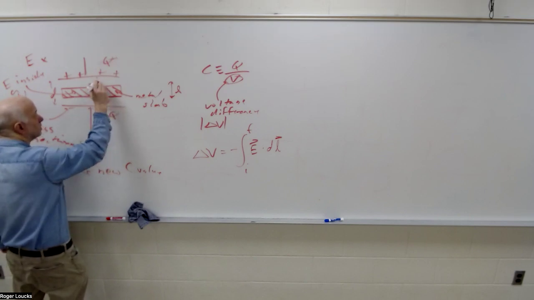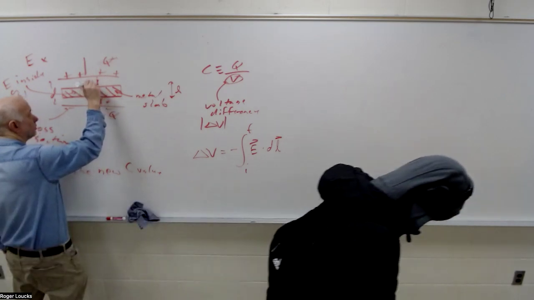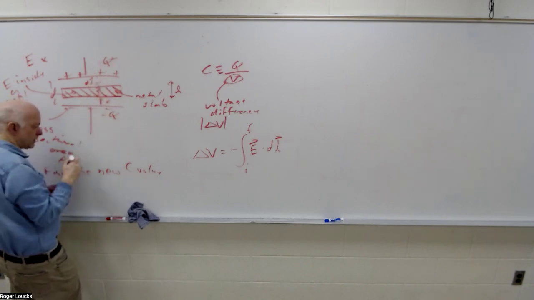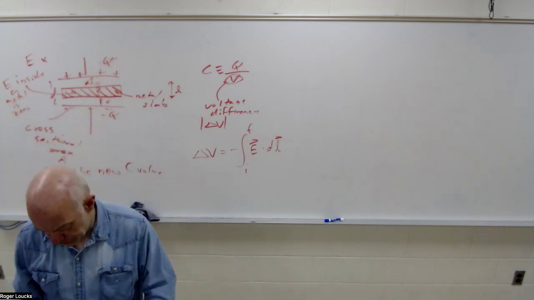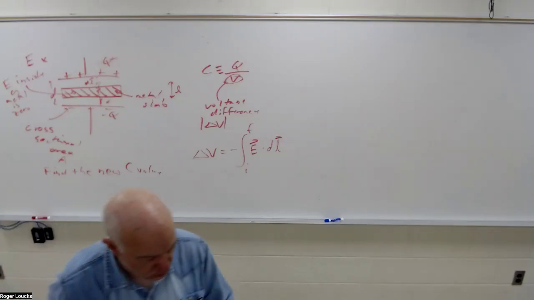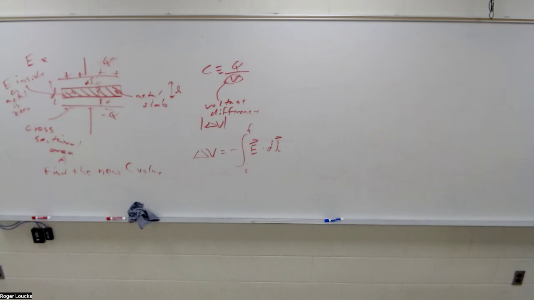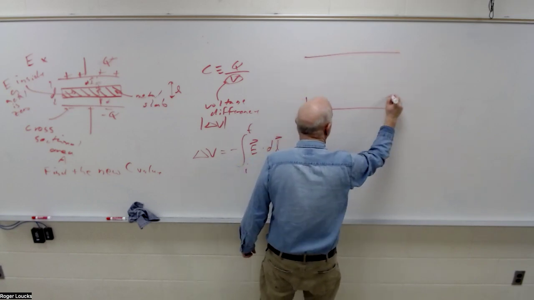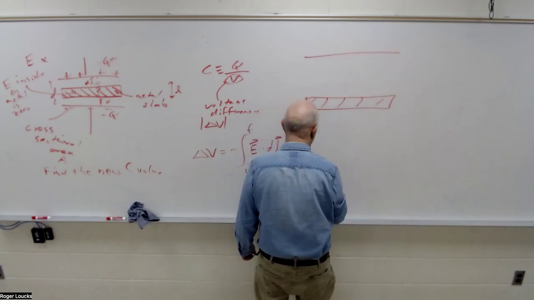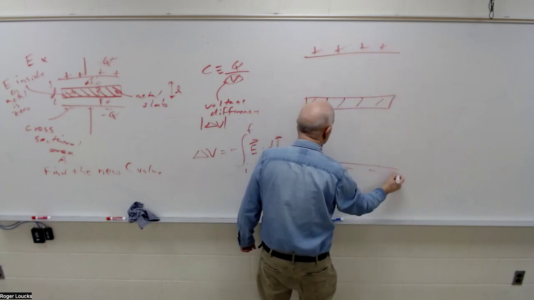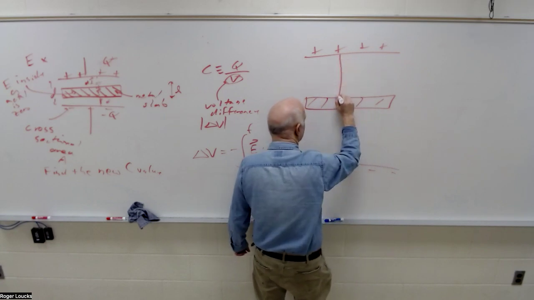Now let's go the other way. Here's your little dl vector like this, and here's your electric field. I can make that bigger because it's going to kind of crunch it up. Plus plate, negative plate, E field like this.